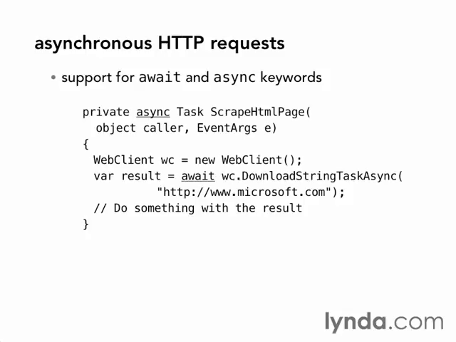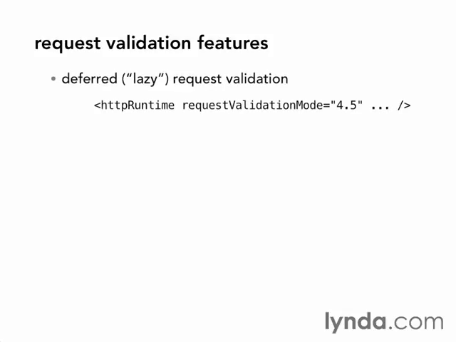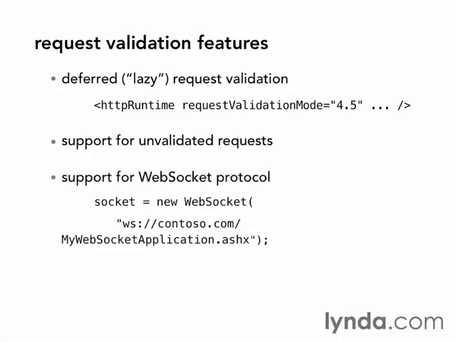ASP.NET 4.5 also has features that are unique for web processing. These include request validation features, the ability to defer validation of a request, and the ability to support unvalidated requests, giving your ASP.NET websites much more flexibility in how they interact with the rest of the computing world. There's also now support for WebSockets, a particular kind of communication over the Internet that's a little bit different than HTTP. Check the ASP.NET 4.5 documentation for details of all of these new features.